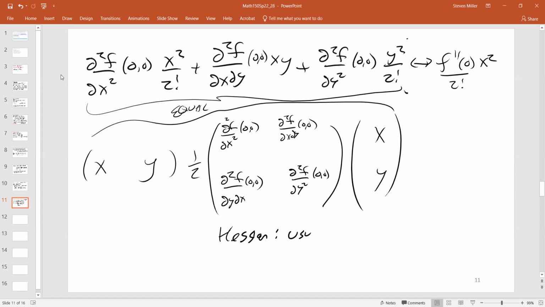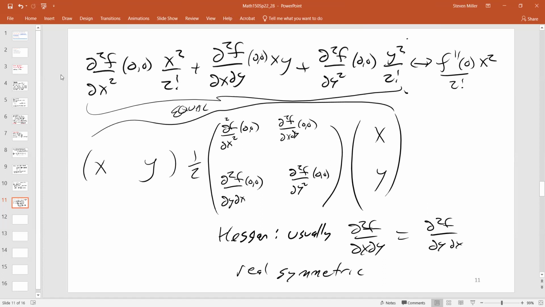And usually, d squared f dx dy will be d squared f dy dx. So it will be real symmetric. And what it means for a matrix to be symmetric is the stuff above the diagonal is the same as the stuff reflected below the diagonal. It turns out a lot is known about these matrices. They have tremendously wonderful properties.